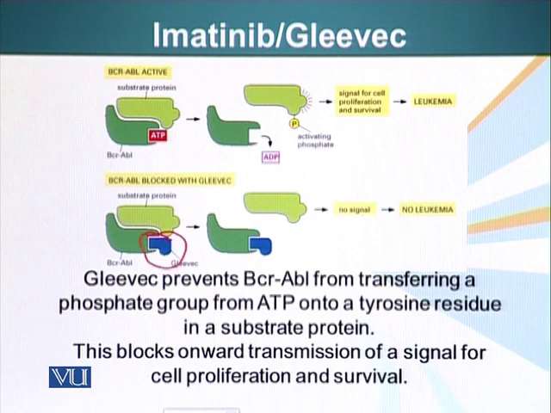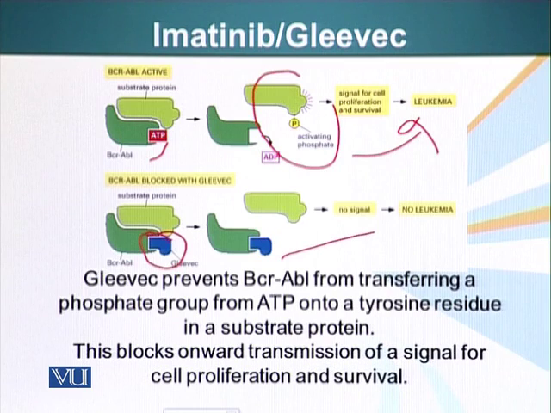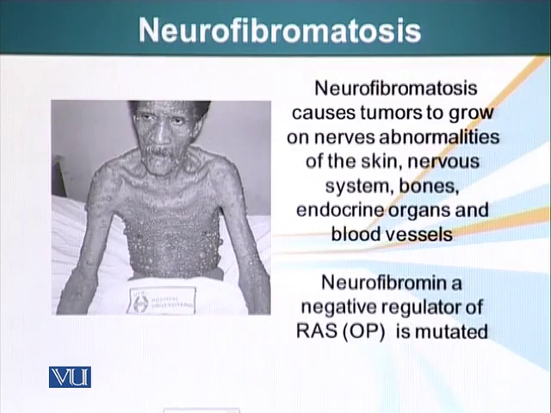Now you can see the Gleevec has bound this enzyme at the active site and it cannot phosphorylate other proteins and there is no leukemia. Previously, without this Gleevec, this enzyme was functioning without any inhibition and phosphorylating proteins, which resulted in excessive cell division, which is basically cancer. So this is one of the ways.